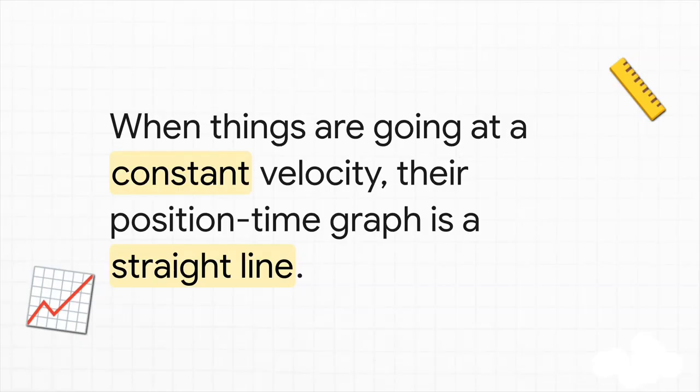And last but not least, the graph story. This is where the magic happens. If we take those numbers from our table and plot them, with time along the bottom and position up the side, something really cool happens. All those points line up perfectly to form a straight line. And this is a huge rule to remember. Constant velocity always gives you a straight line position time graph.